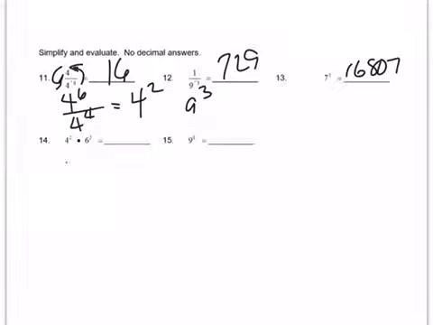This one actually ends up being 24 to the 2nd because we multiply our bases and we keep our exponent. So we go to our calculator, type in 24 to the 2nd power, and we end up with 576. Now, number 15, we've got 9 to the 0th power. We know anything to the 0th is always 1.